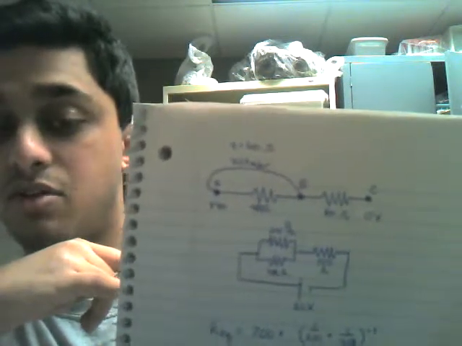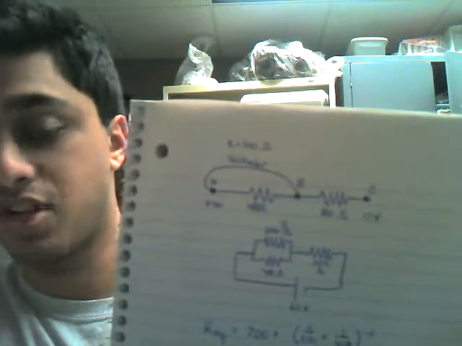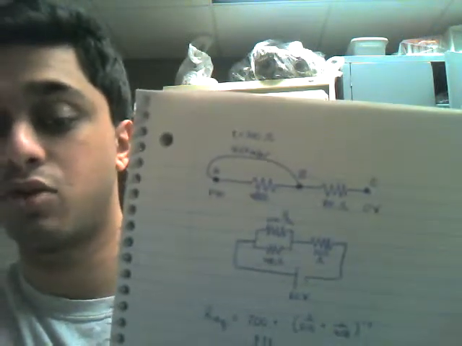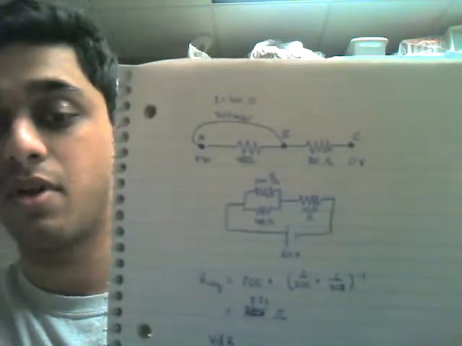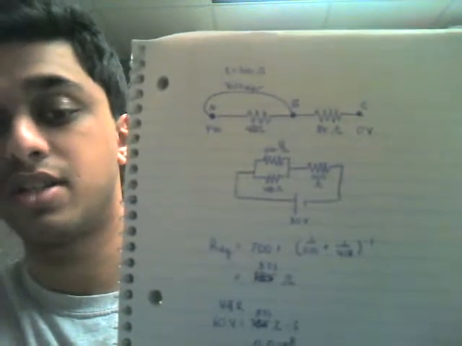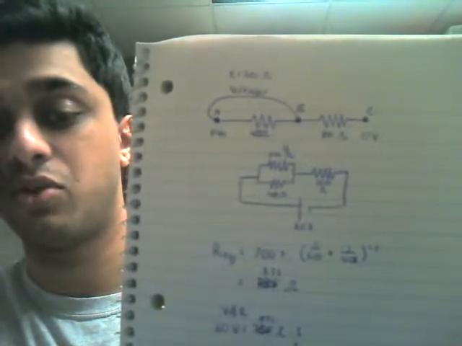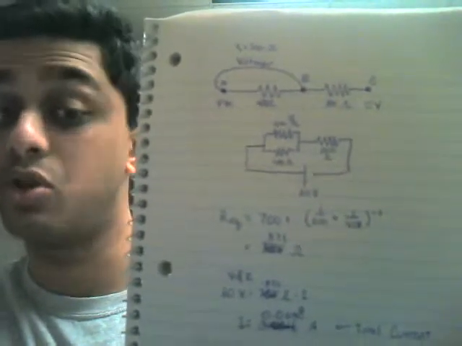So that is found by adding 700 ohms plus 1 over the sum of 1 over 300 and 1 over 400, which is 871 ohms. Next, you need to find the current through the circuit, the total current. It's 60 volts divided by 871 ohms, which gives you 0.0688 amps, which is the total current.